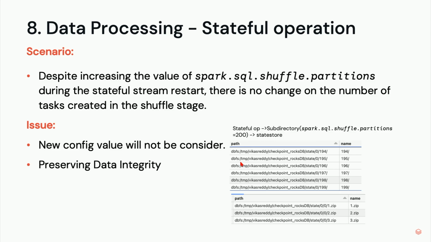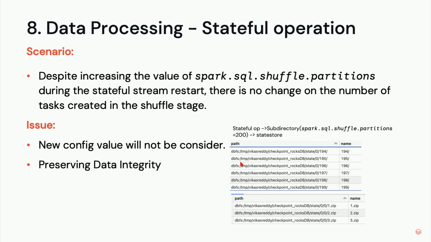Scenario 8. The user decided to change the spark.sql.shuffle.partitions, with respect to the stateful operation. Then he restarted the application. He's looking at the Spark UI, but he didn't see any changes in the number of tasks for the shuffle operation. It shows the same number of tasks. What is the problem with this? Why is it not respecting the new value which was given?